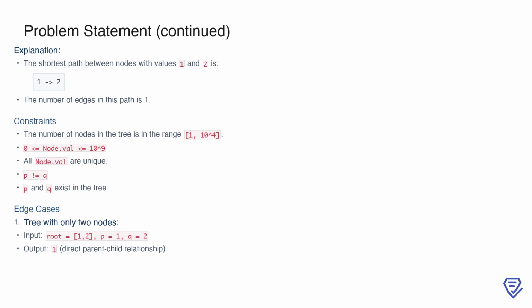Now, let's consider additional constraints and edge cases for this problem. The binary tree can have up to 10,000 nodes, with each node's value being a unique integer between 0 and 1 billion. You are guaranteed that p and q exist in the tree, and their values are distinct. These constraints ensure that your solution must handle large inputs efficiently.